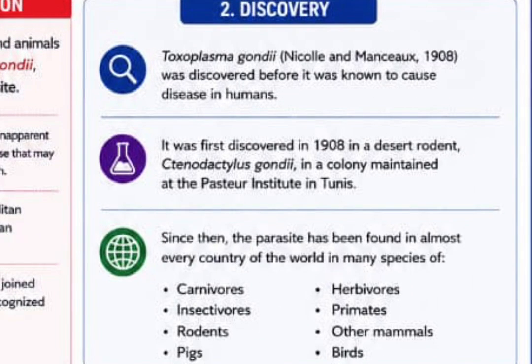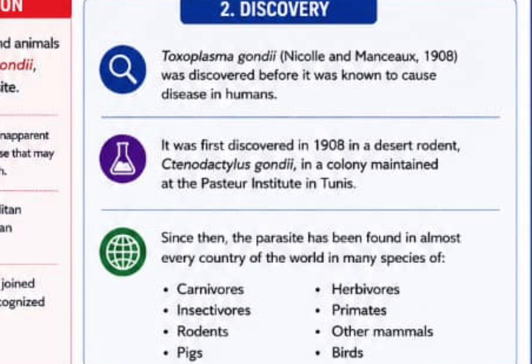Toxoplasma gondii was first discovered before it was known to cause disease. It was discovered by two people, Nicolle and Manceaux, in 1908, before it started causing disease. Before, it was found in a desert rodent, Ctenodactylus gondii, in a colony maintained at the Pasteur Institute of Tunis. So if they ask you, Ctenodactylus gondii is a desert rodent. It was housed in a colony in Tunisia, at the Pasteur Institute of Tunis. That is where it was before.